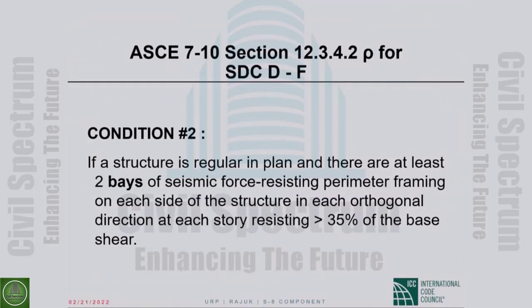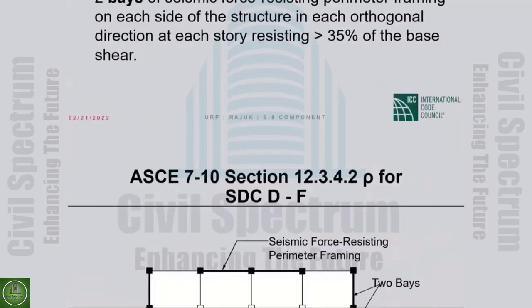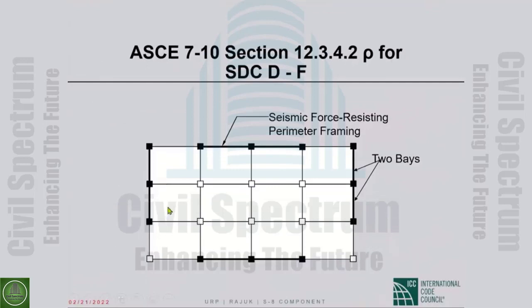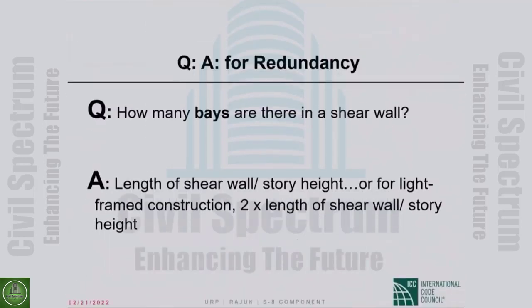If a structure is regular in plan and there are at least 2 bays of seismic force resisting perimeter framing on each side of the structure in each orthogonal direction at each story resisting more than 35% of the base shear. So if you have this at every level other than the top levels where the story shear is less than 35% of the base shear, your rho is equal to 1.